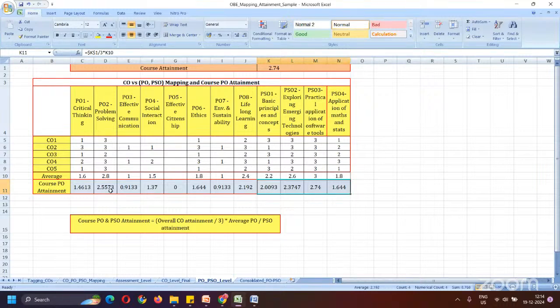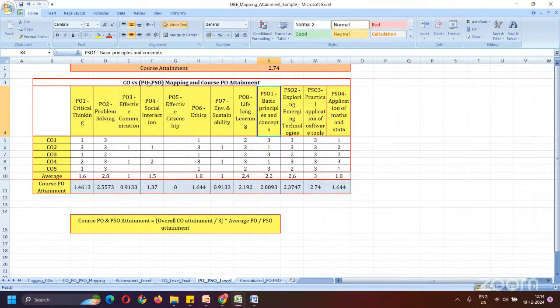So when it compares to POs, the PSOs will have the higher level of course level attainments. Which means that the attainment of PSO1 through this particular subject is 2.0093. So we can take 2.0 as the attainment level of PSO1 through this particular subject.